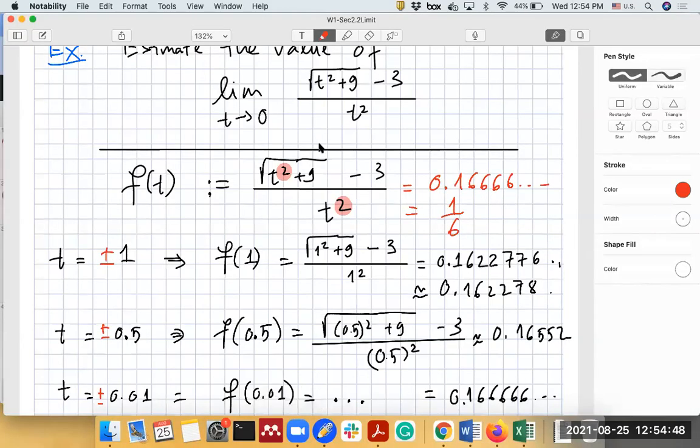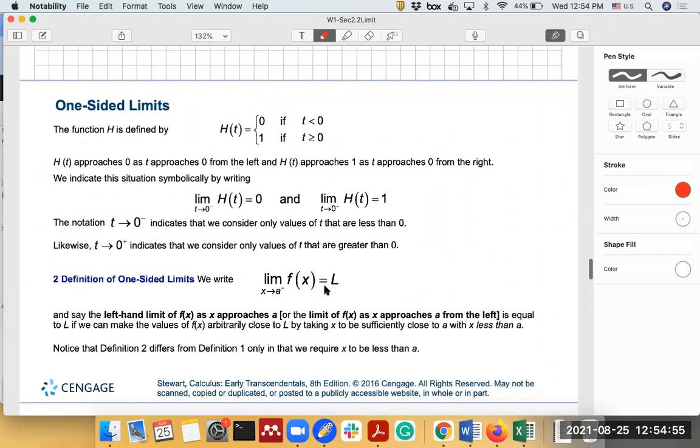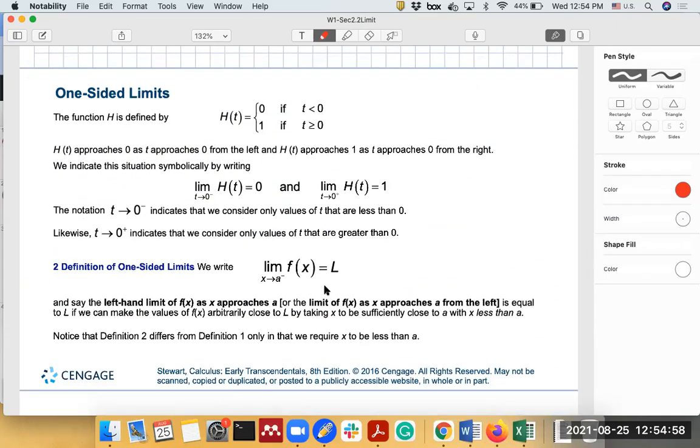Okay. Thank you, Emma. Okay, this is the example. Now we will study another concept, the one-sided limit. The definition is this. Suppose we have the function named h, defined by this. If t is strictly smaller than 0, it should be 0. And if t is larger than or equal to 0, then it becomes 1. Okay?